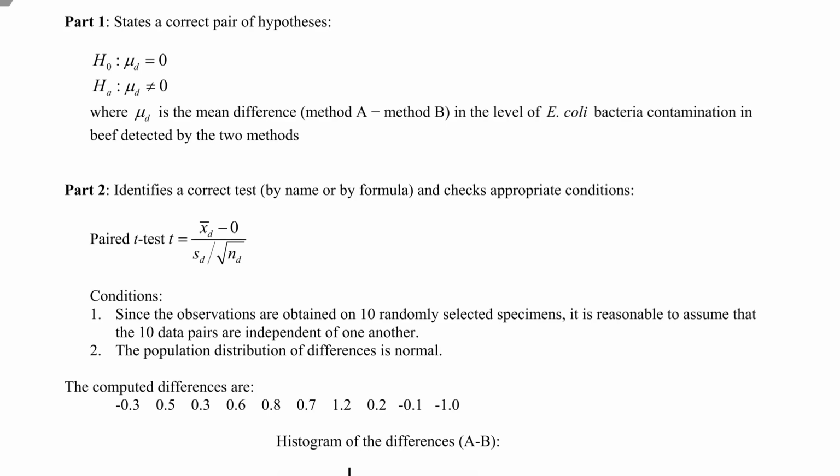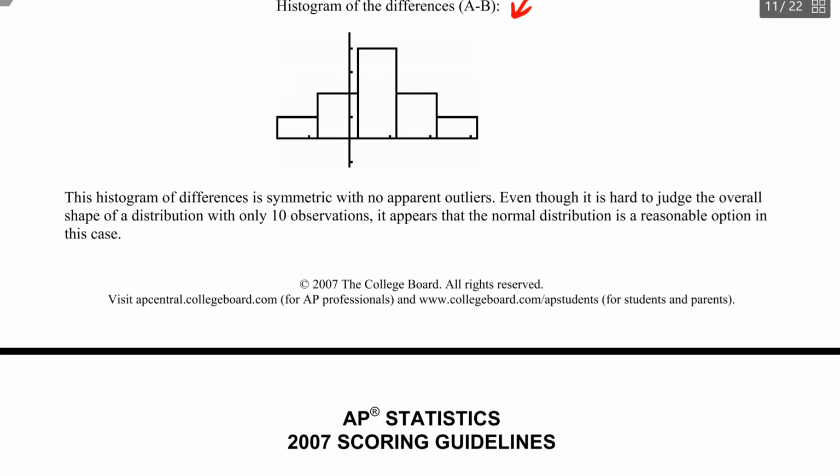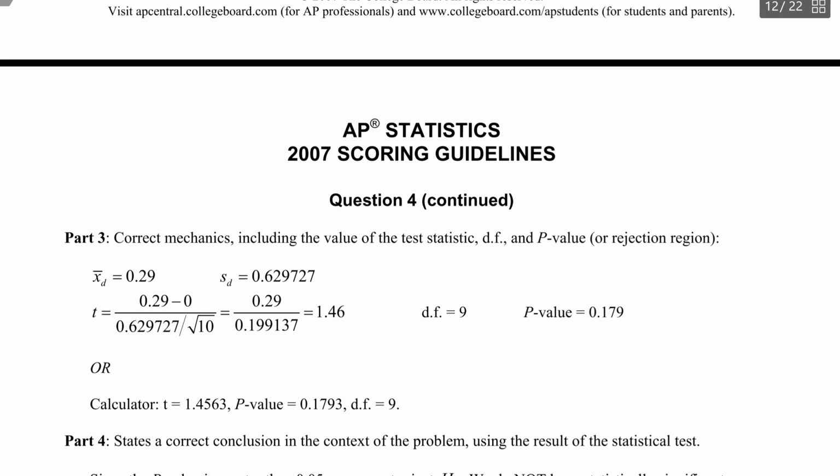And so in this case, the only thing they have is that we have randomly selected, so it's possible to say they're independent, and the population are normal, and they go ahead and give us this lovely histogram of differences, which is the same thing as our dot plot, right? It's symmetric, no apparent outliers. Even though it's hard to judge, it appears reasonably normal. Like I said, they're typically very generous. You need something really egregious to say it doesn't follow this normal distribution or it violates that assumption.